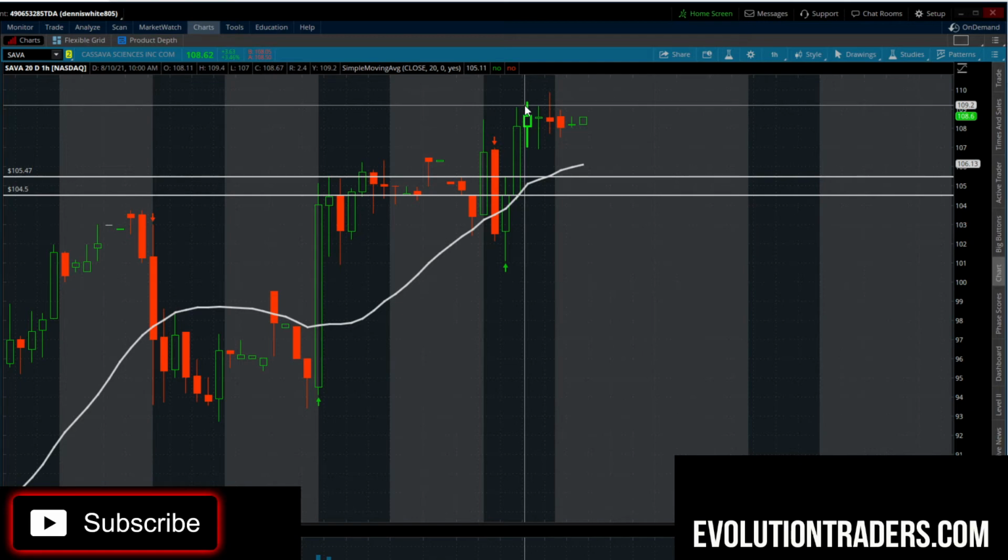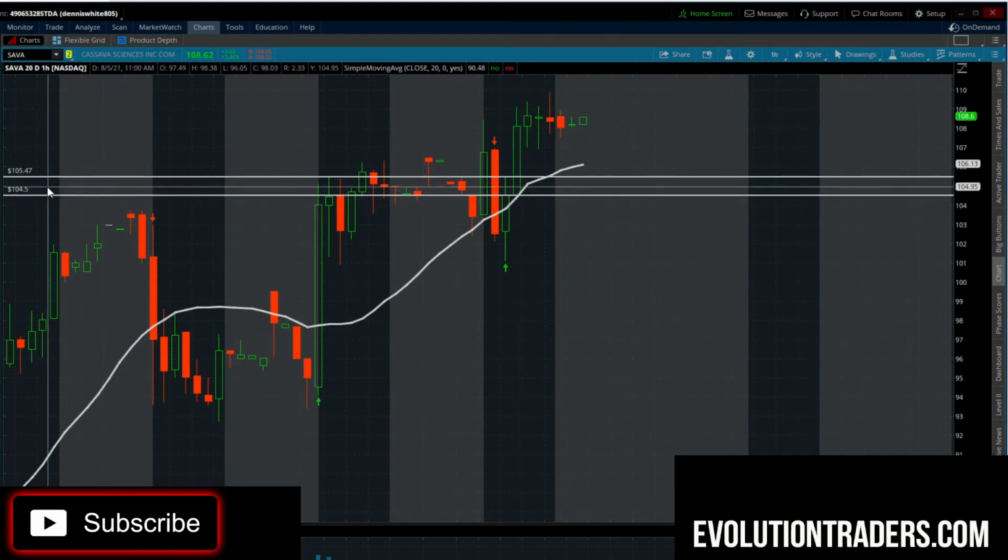We need to lock in some profits, and immediately our stop is going to move from 104.50 now to break even. Just like that, just that seamless. So now we're not giving ourselves any dollar risk here.